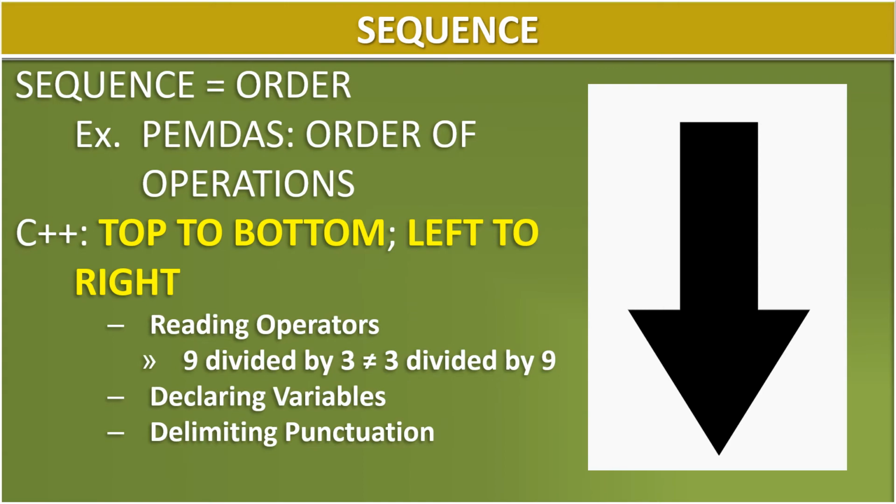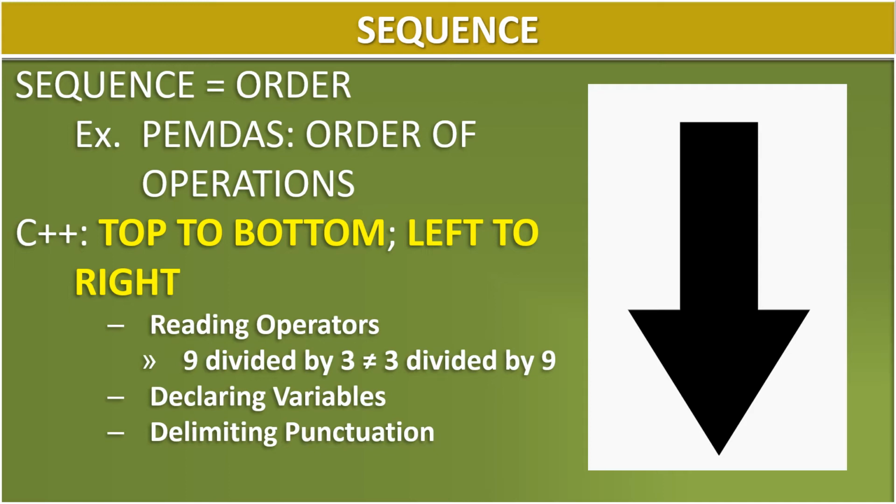So the first type of directions are sequential directions, and sequence is about order. You've probably run into this in math, in terms of order of operations, like PEMDAS. When you are evaluating an equation, you do certain things first, and that gets you a certain result. If you don't follow that order, the way you evaluate the equation is going to give you a different answer.